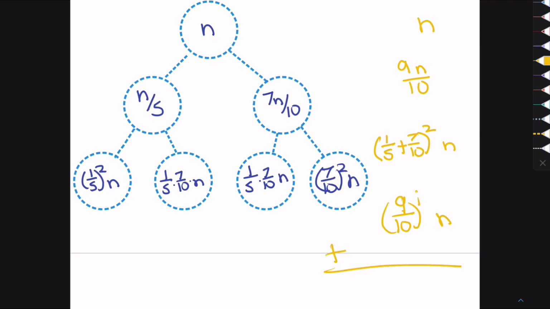What does it all add up to? We've done this before. It all adds up to a constant. We get a linear time algorithm. So 9/10, 9/10 squared, 9/10 cubed. Just because 9/10 is smaller than 1, boom, that's a constant.